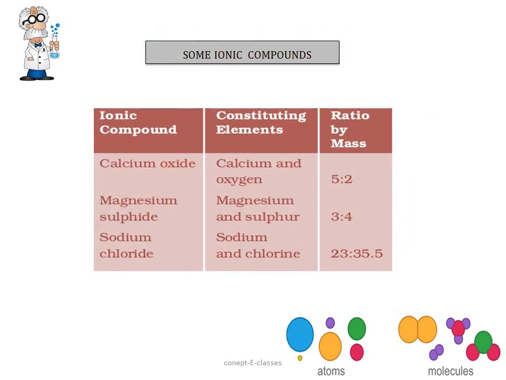So these are some of the ionic compounds. We have calcium oxide. The constituent elements are calcium and oxygen. Here the cations are calcium Ca2+ and the anions are oxygen O2-. And the ratio by mass is 5:2. Here we have magnesium sulfide. The cations are magnesium Mg2+ and the anions are sulfur S2-. Then we have sodium chloride. Sodium ions are the cations here, and chloride ions are the anions.